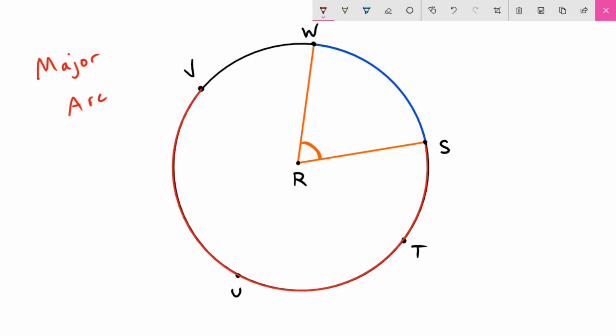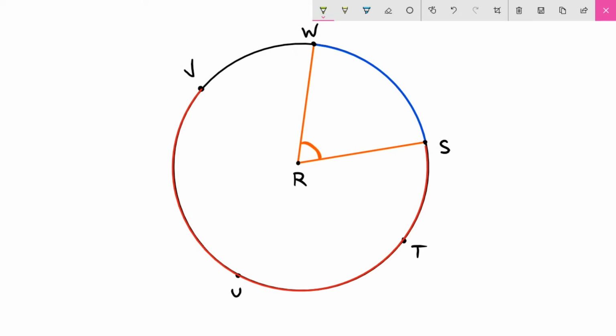And so it's major. How am I going to denote that? Remember, it's named with 3 letters. If I wanted to label it, I'd write the symbol of an arc, and then pick one of the letters that's an endpoint, for example V, then one of the letters between the 2 endpoints, so let's say U, and then S, because that's the endpoint. Or I could go the other way: S, then U, then V. SUV. That's how you label a major arc.